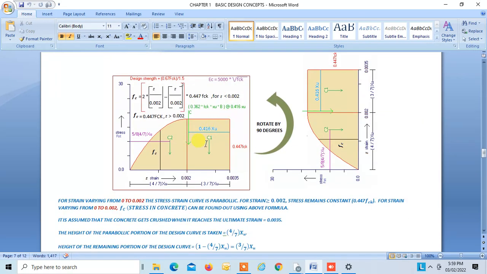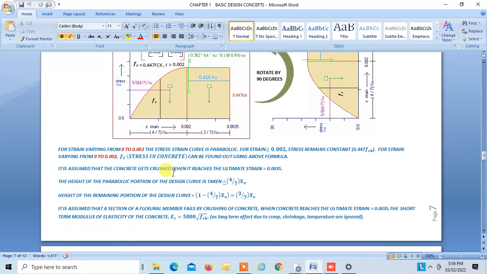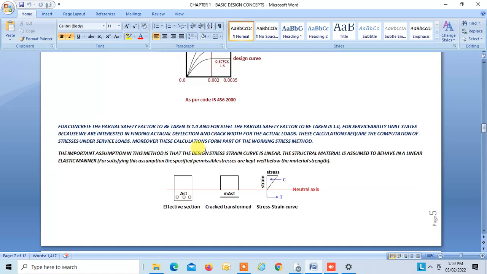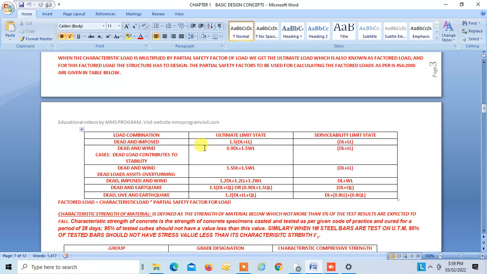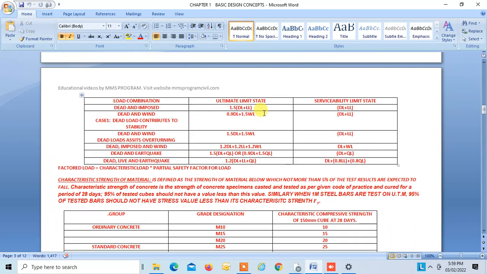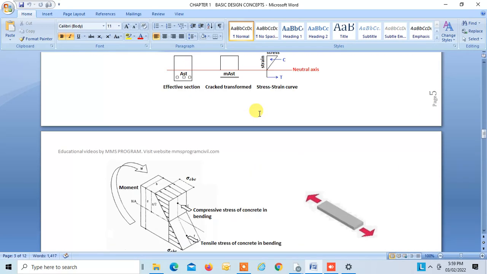And if you want to find the stress in this parabolic region, say you have a strain x and you want to find the corresponding stress in that concrete fiber, then put the value of strain over here and you will get fc for the corresponding strain. Now, over here we saw that the design curve given in the code is something like this, which I have explained over here.